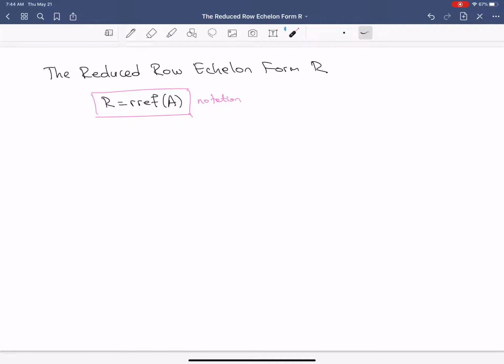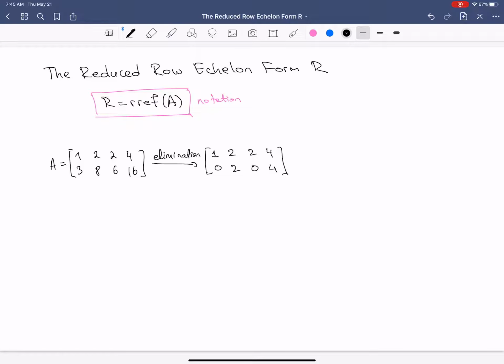Question is, what is the reduced row echelon form of a matrix? And the best way to see it is on an example. So in the previous video, we had the matrix A. At the end, we had the matrix A to be 1, 2, 2, 4, 3, 8, 6, 16. We applied elimination, and we got to the matrix U. So this over here is U.